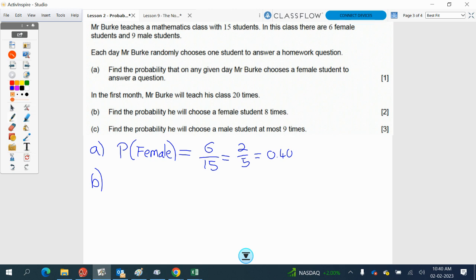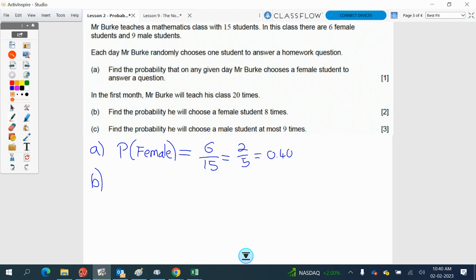Okay. In the first month, Mr. Burke will teach 20 classes. What type of probability is this? This is a binomial distribution. How do we recognize it's a binomial distribution? We have a set number of trials and a set probability of success.